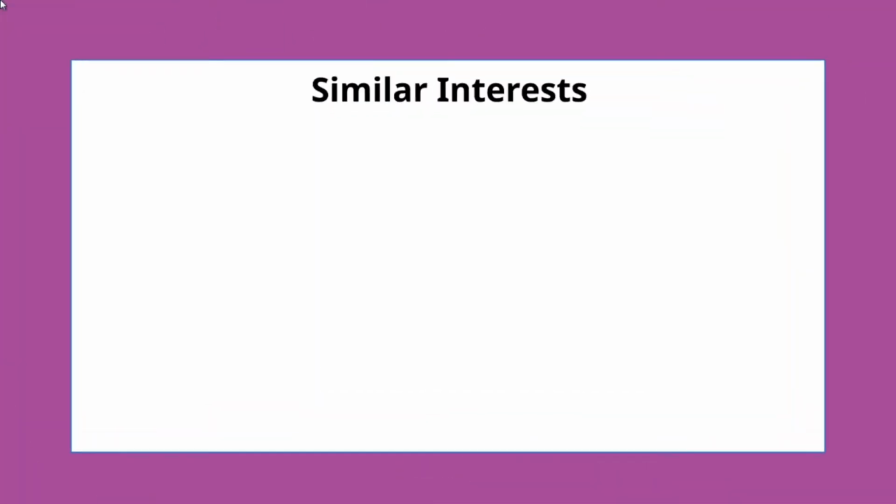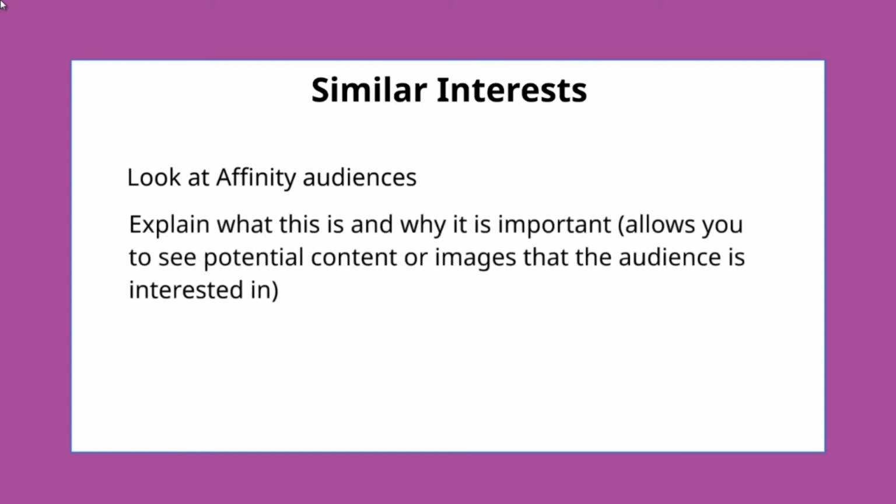We're going to talk about similar interests. Specifically, we're going to take a look at what we call affinity audiences within the Facebook Audience Insights tool. These are audiences that are related to the generic or general audience. So for example, if you think about basketball, somebody who's interested in sports or basketball may be interested in other things like running, and that would be an affinity audience.